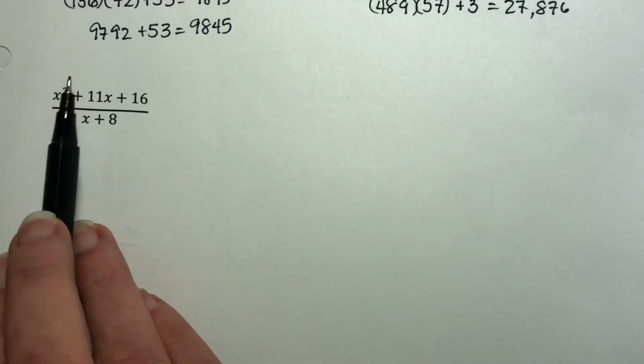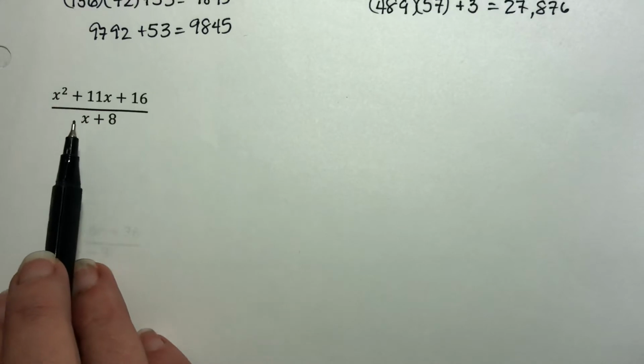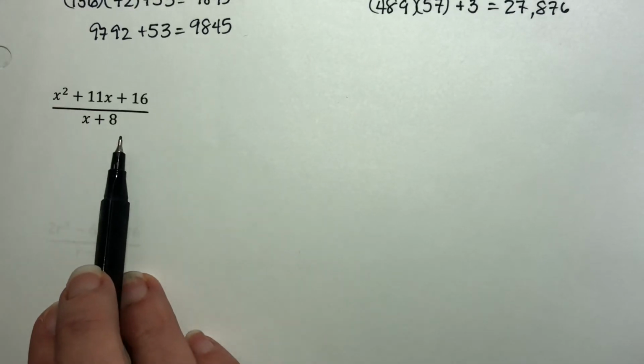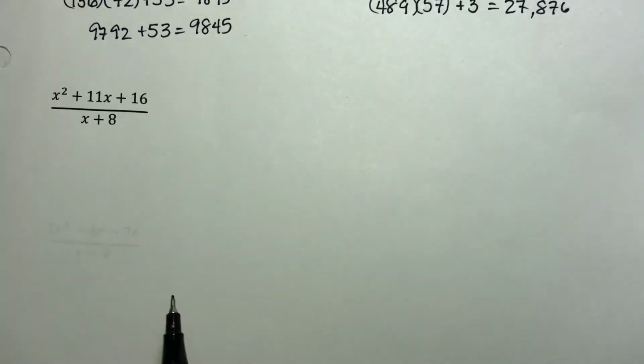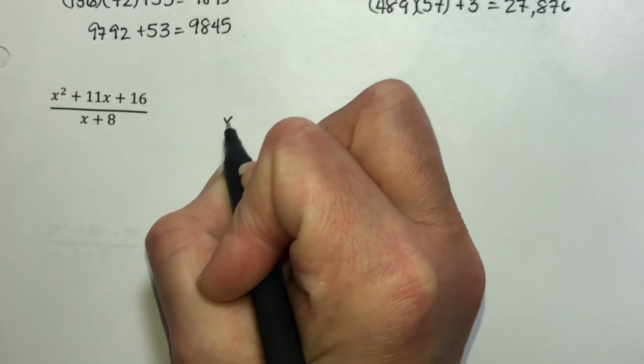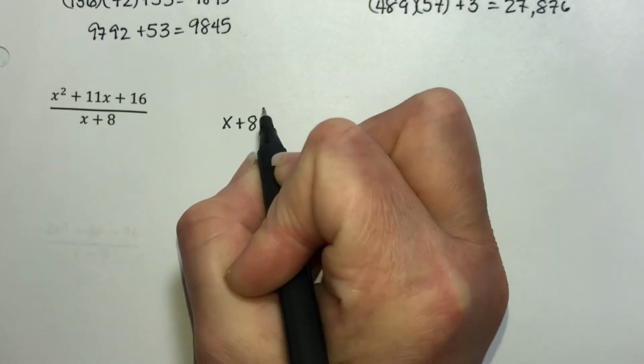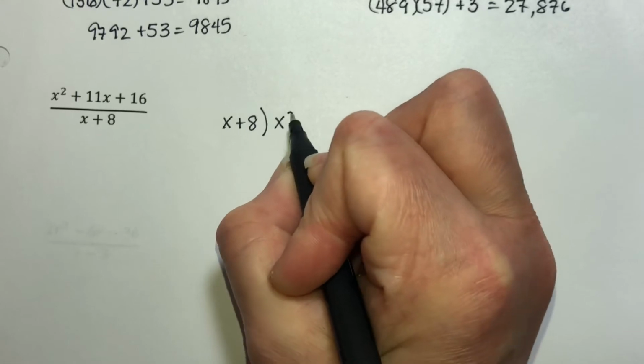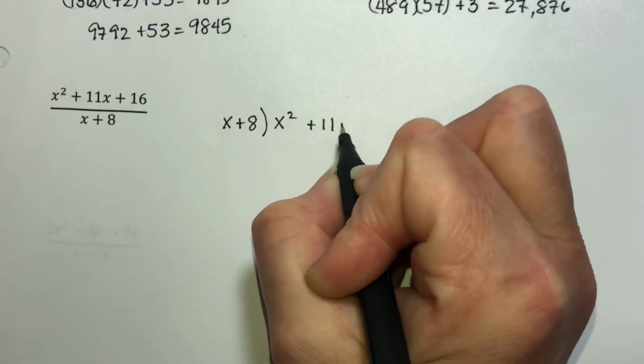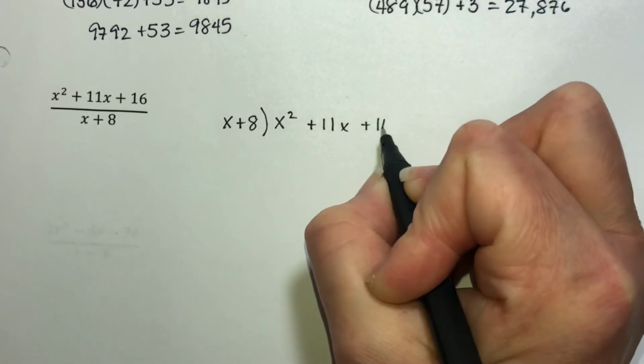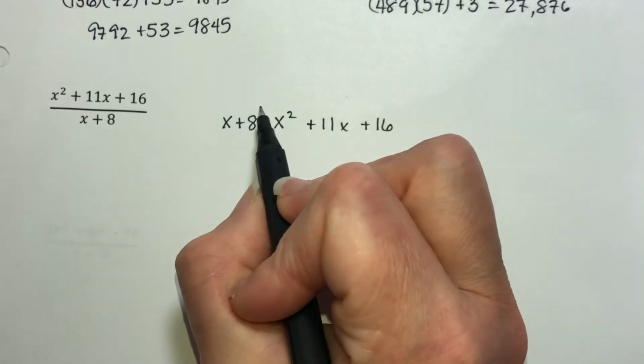So here I started with 2, I needed a first power and a constant. Here I start with a first power, so I need a constant. Everything is here, and it is in the right order. So we set it up with x plus 8 divided into x squared plus 11x plus 16. And this is what I mean by spreading it out a little bit.